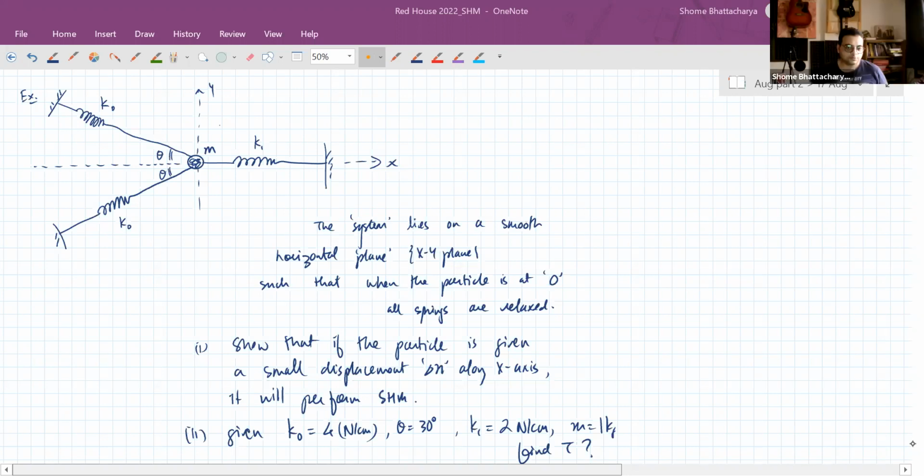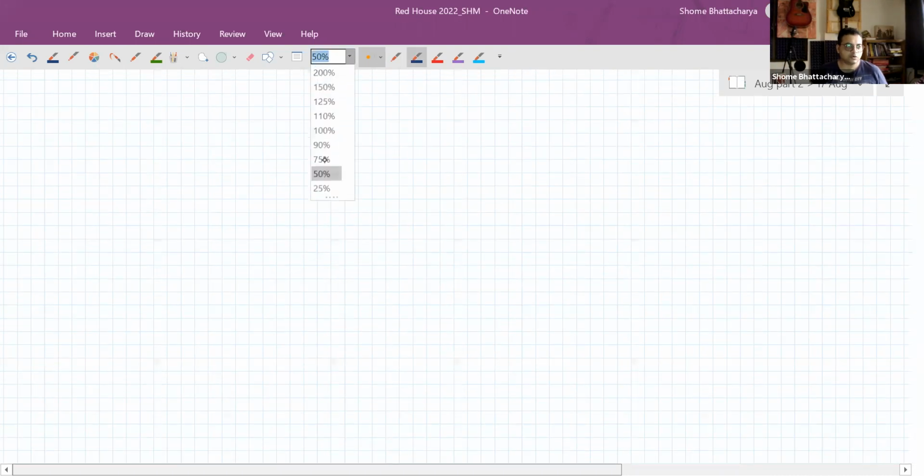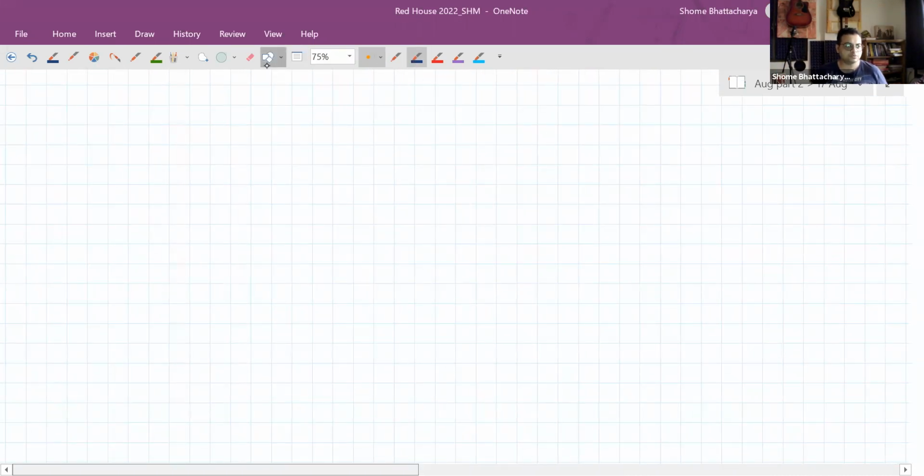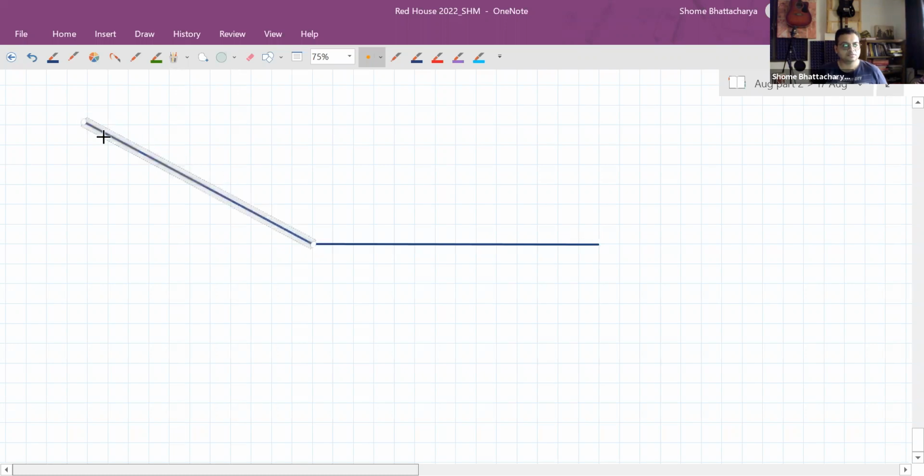Okay, so if you are in the process of solving it, just go ahead. I'm just describing over here what kind of geometrical constraint we have to develop. So instead of drawing the springs, just draw three lines which represent them. This is theta, this is theta.